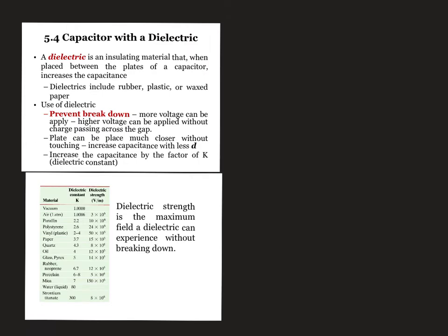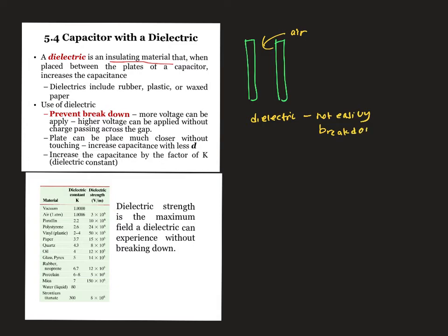Okay, so we are going to discuss the last part of chapter 5, which is capacitor with dielectric. What does dielectric mean? A dielectric is an insulating material which we place between the conducting plates. The reason we use dielectric material is that it increases the capacitance. Like I mentioned before, we discussed two conducting plates with air in between, and the reason we use a dielectric is that it does not break down as easily compared with air. What does breakdown mean?